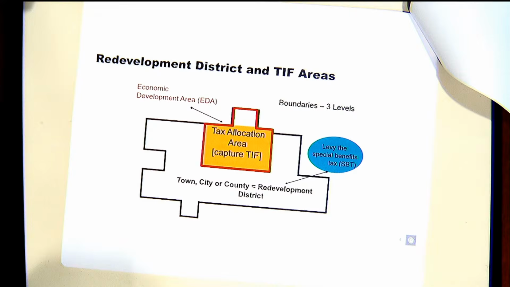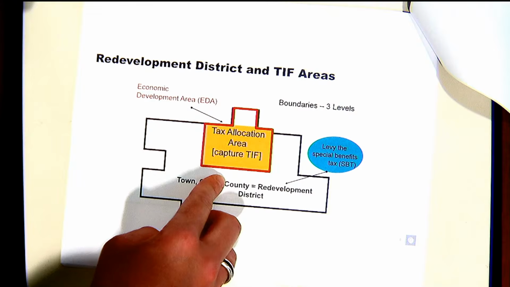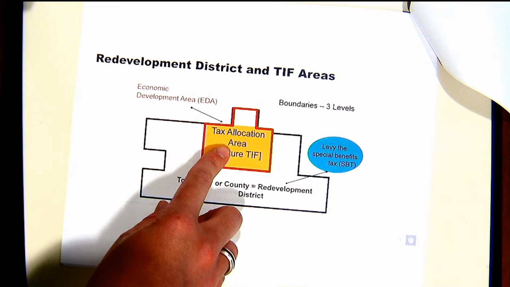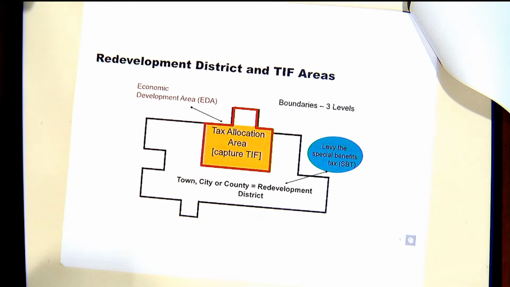The black boundary is, for example, a town, so the city of Lebanon. The city of Lebanon can have an economic development area within it, which you do. So that red box here is the economic development area. And then the economic development area has an allocation area, or it can also have multiple allocation areas, which Lebanon does have.